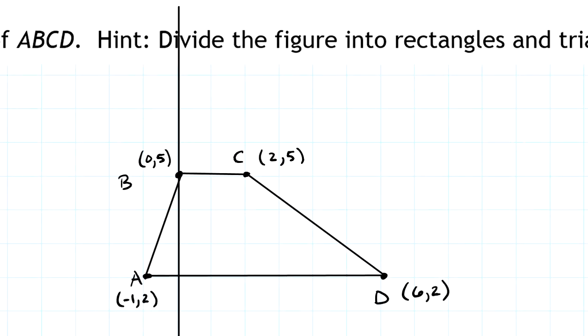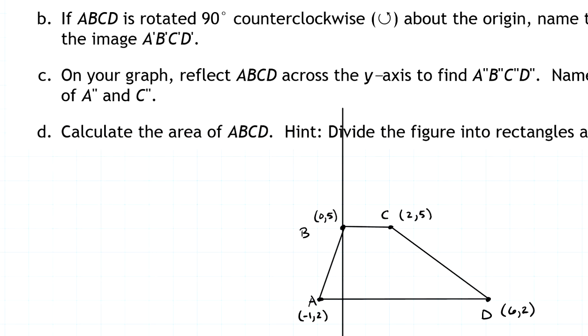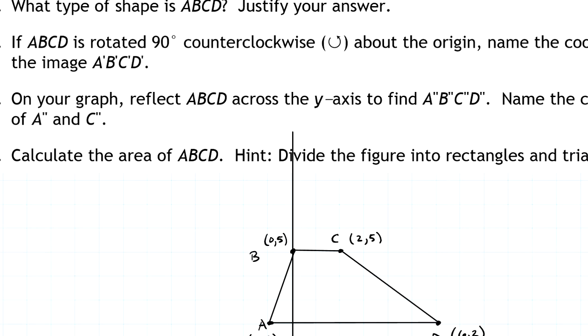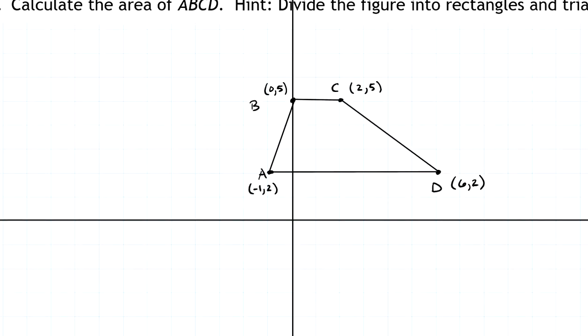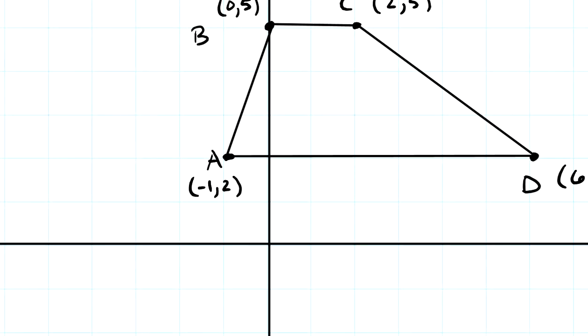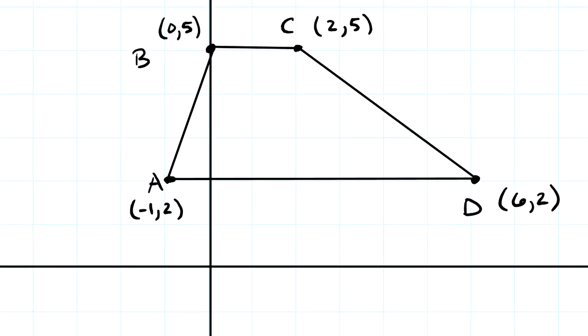The next question says, take this trapezoid, and in part B I'm supposed to rotate it 90 degrees counterclockwise about the origin. Name the coordinates of the image. So it's been a while since we've looked at this, so let me explain my thinking to you. I consider the origin and this point right here. And if I look at that, that is -1, up 2, right?